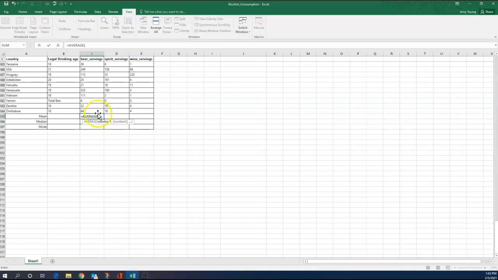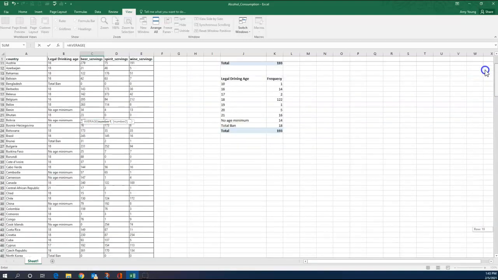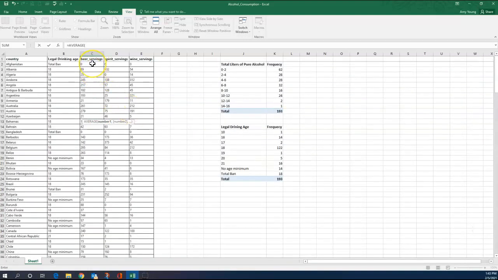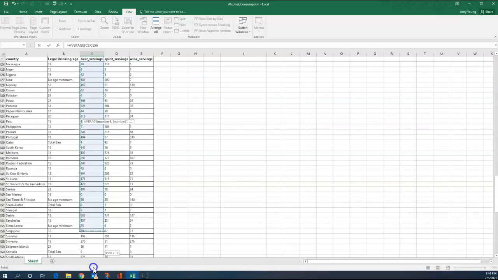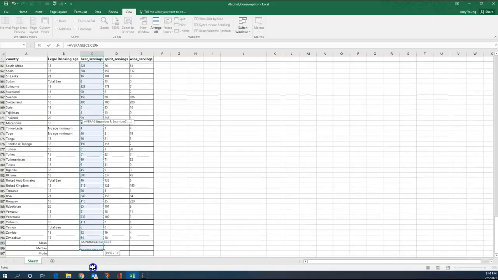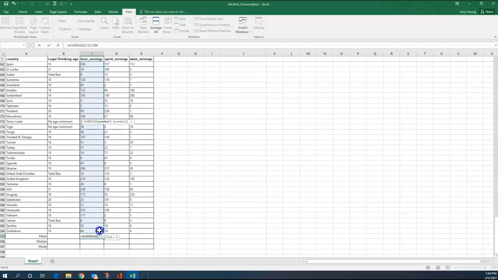There's two ways we can do this. We can go back up to the very top of our list and click and hold on C2, and then just drag that down to the very bottom, all the way down to C194, and let go. Notice that now it says C2 through C194. I'm going to close the parentheses and press enter. From this, we see that in the world, we're looking at 106 servings of beer per person in 2010.